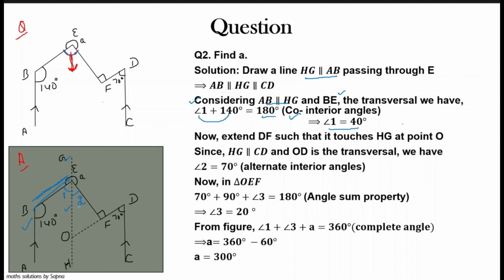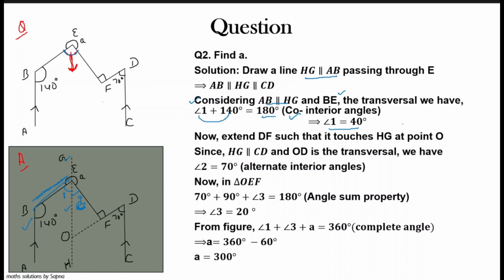Now, half of the question is done, because to figure out what A is, I just need to figure out what angle 2 is, and then I just need to do one more subtraction. Now to figure out what angle 2 is, I'm extending line DF. The reason is that a transversal was already lying between HG and CD. So I just need to extend this transversal.